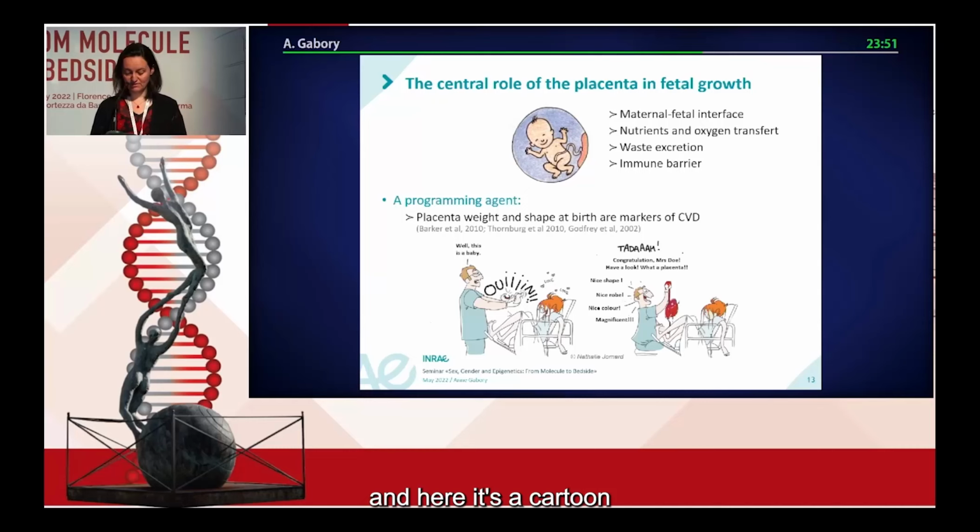And here is a cartoon I found on the internet by a French woman who was just telling the story of the delivery of her baby. And she found it very strange that the obstetrician was not very interested in the baby, but very, very interested in the placenta. Actually, this is what happens when an obstetrician has read all the papers of David Barker. They know that the placenta can be seen as a programming agent, because placenta weight and shape at birth are markers of cardiovascular diseases in adulthood.